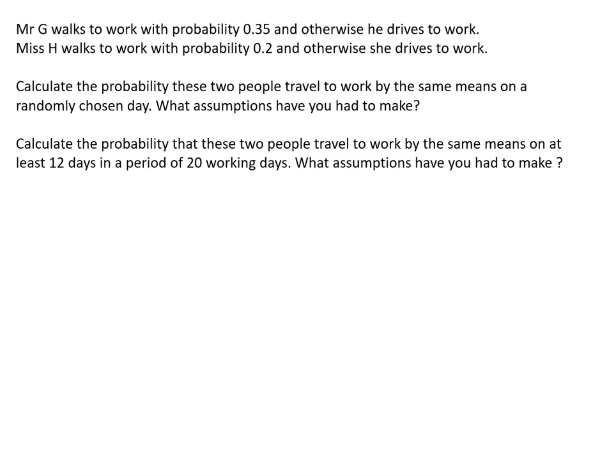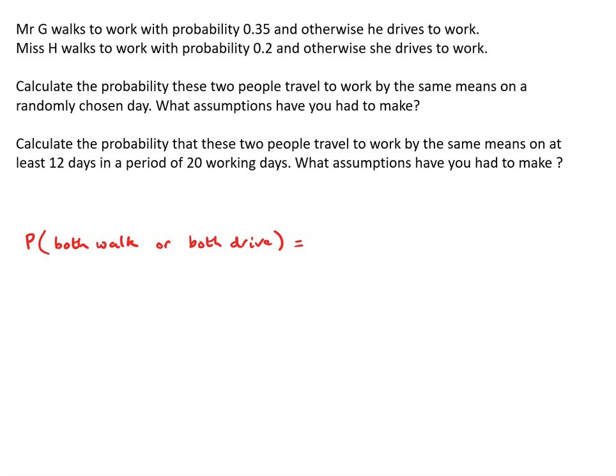We've got Mr. G walks to work with probability 0.35 and otherwise he drives to work. Miss H walks to work with probability 0.2 and otherwise she drives to work. Calculate the probability these two people travel to work by the same means on a randomly chosen day. What assumptions have you had to make?